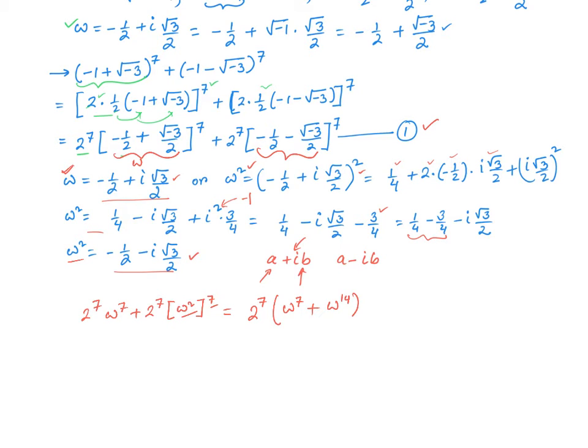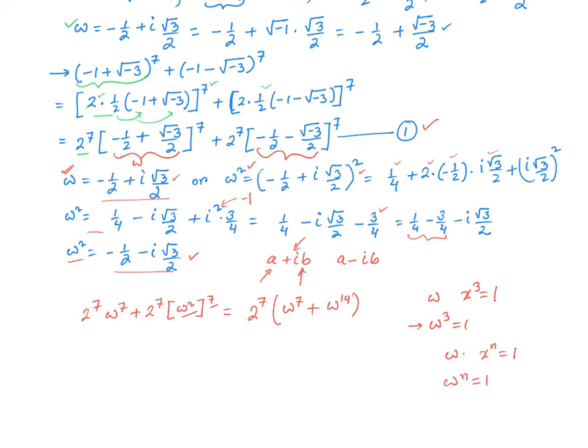Now, here is another piece of information that you need to know. If omega is a solution to x cube is equal to 1, that means omega cube is always going to be 1. So, in general, if omega is a solution to x to the power n is equal to 1, then omega to the power n is always going to be equal to 1. So if omega to the power 3 is 1, then omega to the power 6 is going to be 1 too.